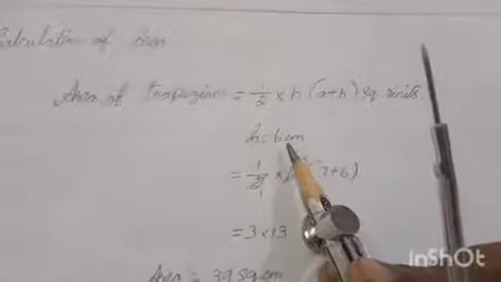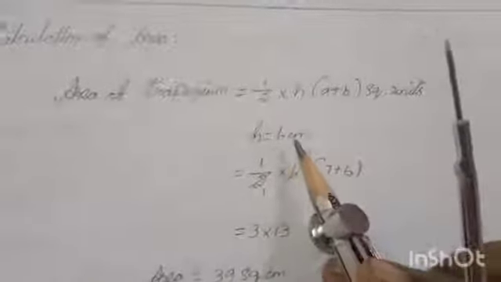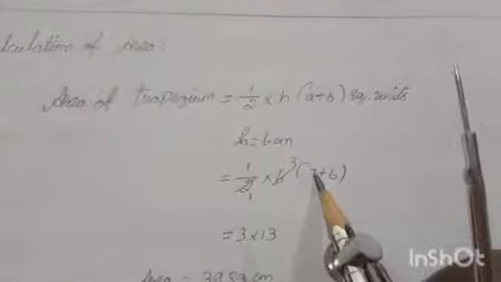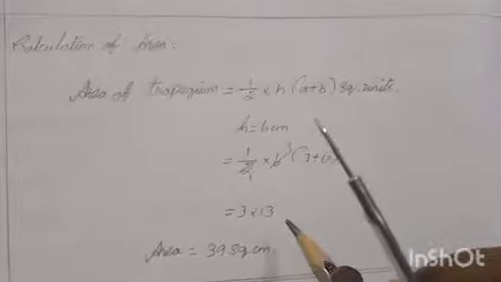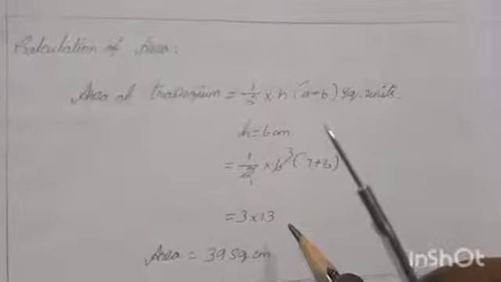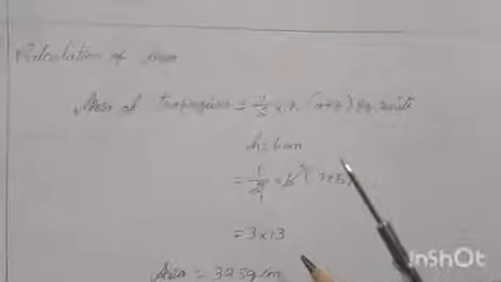H is equal to 6 centimeter; somebody may get 5.9 centimeter, but I have used 6 centimeter here. Half into 6 into A plus B, where A is 7 and B is 6. You have to add this: 7 plus 6 is 13. 3 2s are 6, 3 into 13. So area is equal to 39 square centimeter. Okay. This calculation you have to write after the construction. Refer to your book for the construction and write.